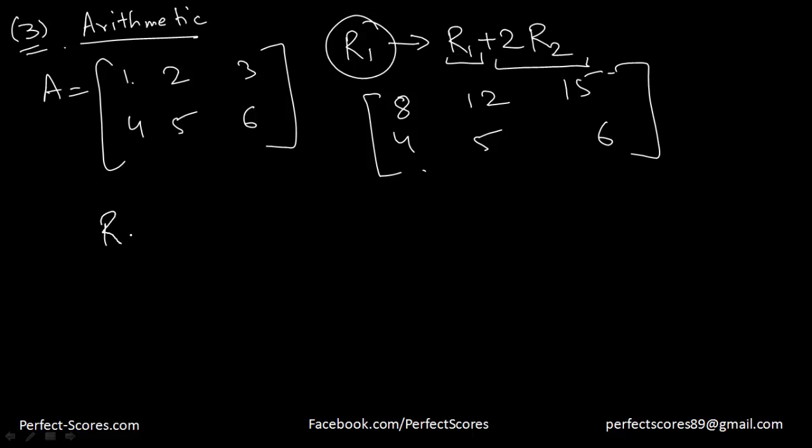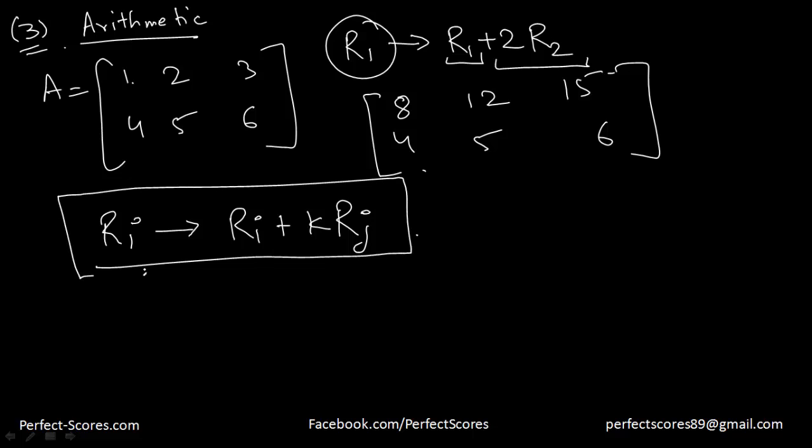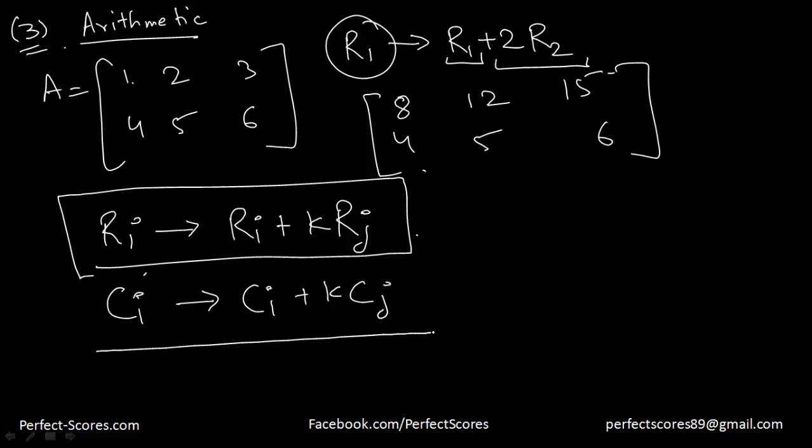So generally what we do is we have Ri that tends to become Ri plus k times Rj. So this is some other row that I'm talking about. So you can perform this arithmetic operation on a row, in which you can add some other row, and you can add it with some scale. You can multiply another row with a scalar multiple. Similarly, you can do it with a column as well. So you can multiply some other column with some other number, and this is what you're going to get.